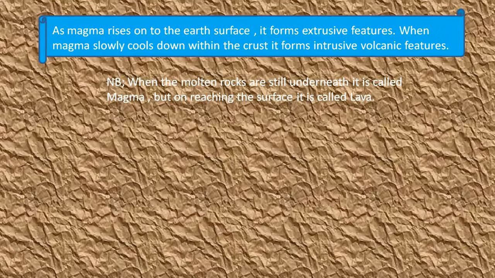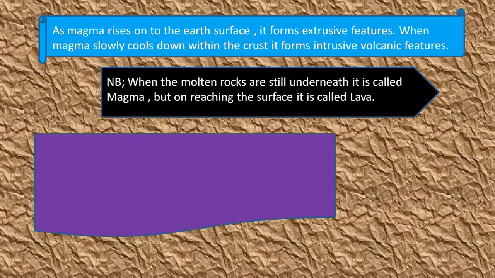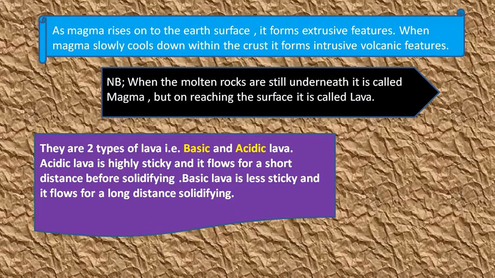On the Earth's surface, it forms extrusive features when magma slowly cools down. Within the crust, it forms intrusive volcanic features. Point to note here: when the molten rocks are still underneath, it is called magma, but on reaching the surface, it's called lava. We have seen this earlier on. So note this very well. There are two types of lava, i.e. the basic and acidic lava.